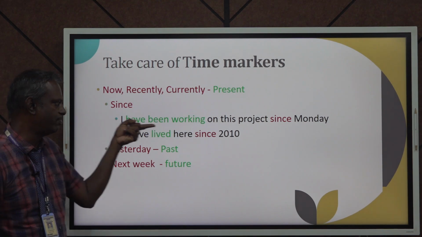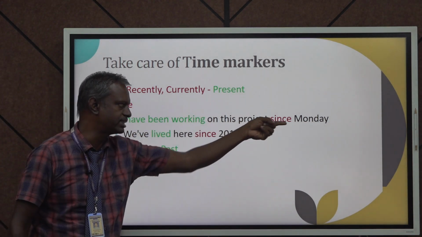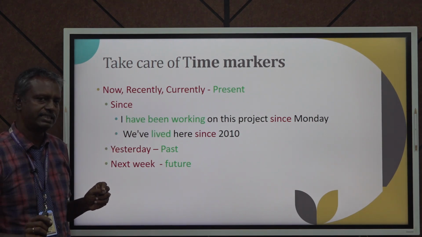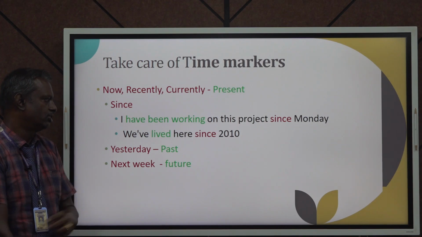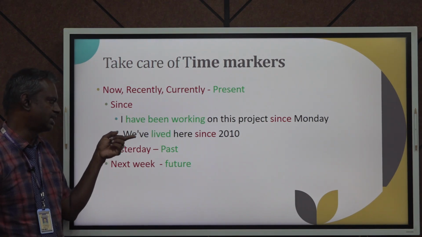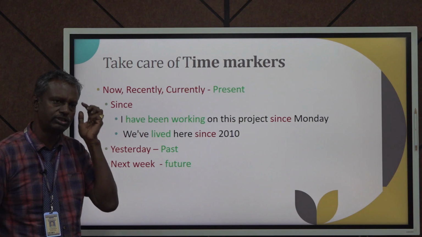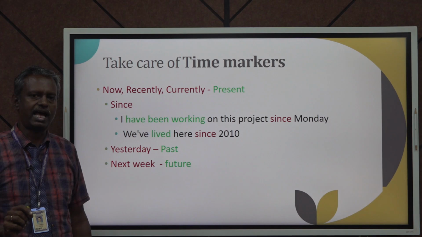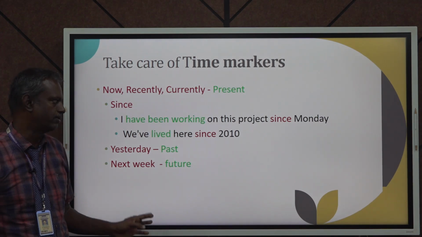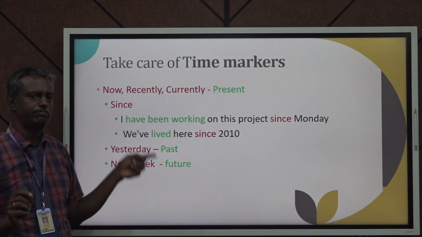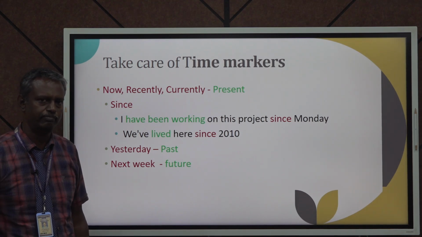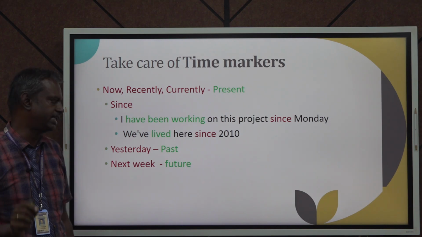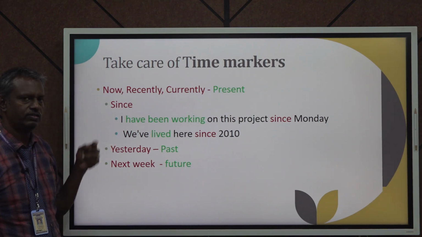For example, I have been working on this project since Monday. Have been working is the present perfect continuous. You can also use it with the past tense. For example, we lived here since 2010. The difference is, when you are using the past tense, the action is completed and it is no more. But when you are using present perfect continuous, you are still living there. So, please check the meaning of the sentence with regard to usage of since.